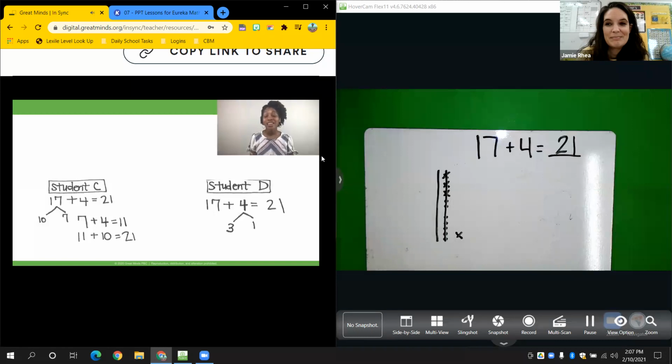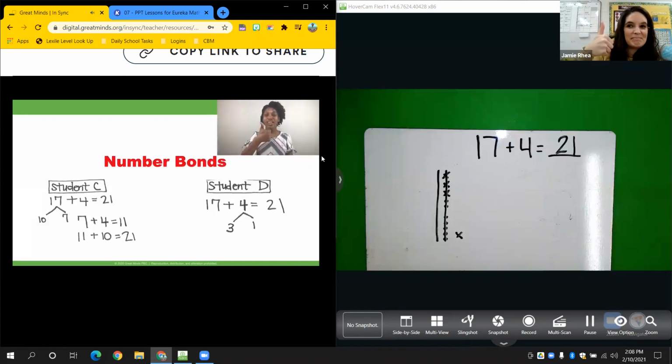I noticed that both of these students use number bonds. Did you notice that too? Give me a thumbs up if yes, or a thumbs down if no. I also noticed that they're different because they broke apart different numbers. Student C broke apart 17, but student D broke apart 4.